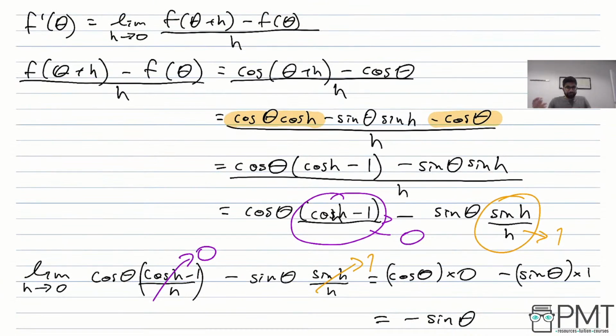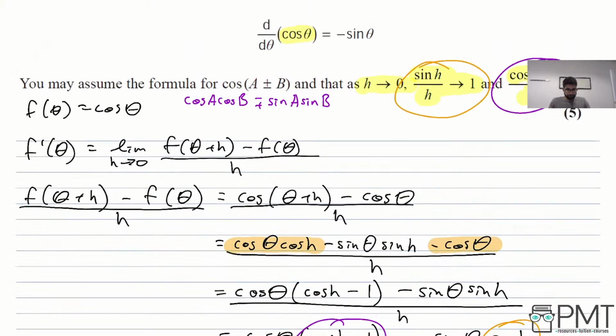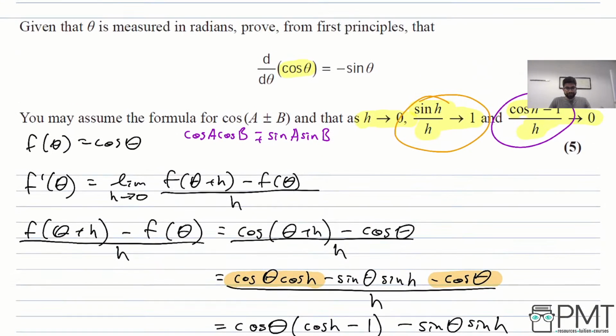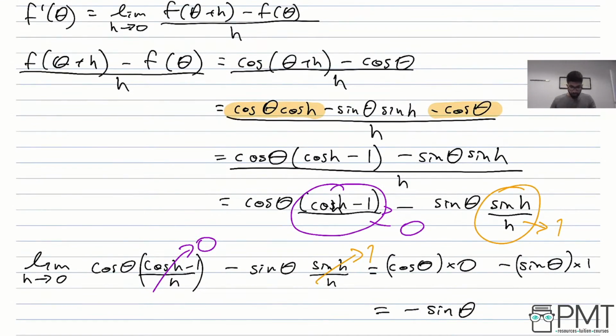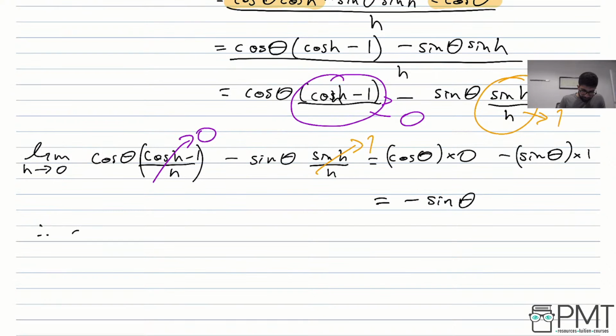So that's differentiating cos theta from first principles. As you expected, we have reached minus sine theta. So you can write d by d theta of cos theta is minus sine theta.